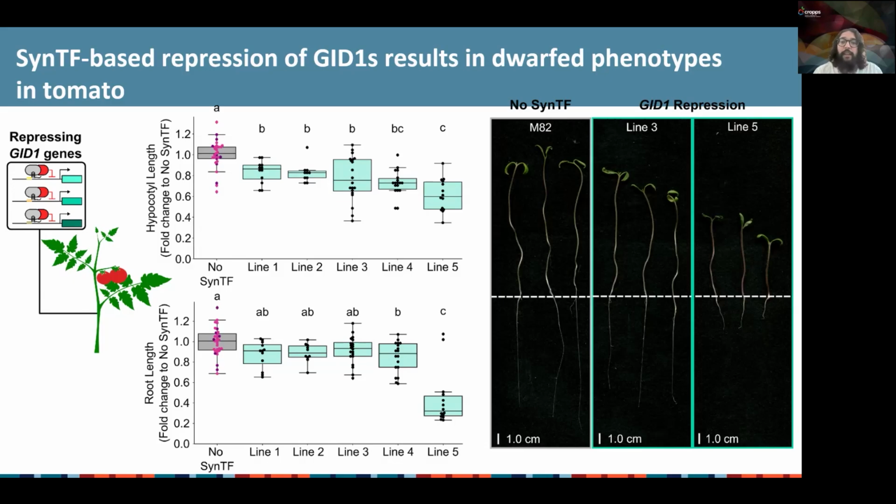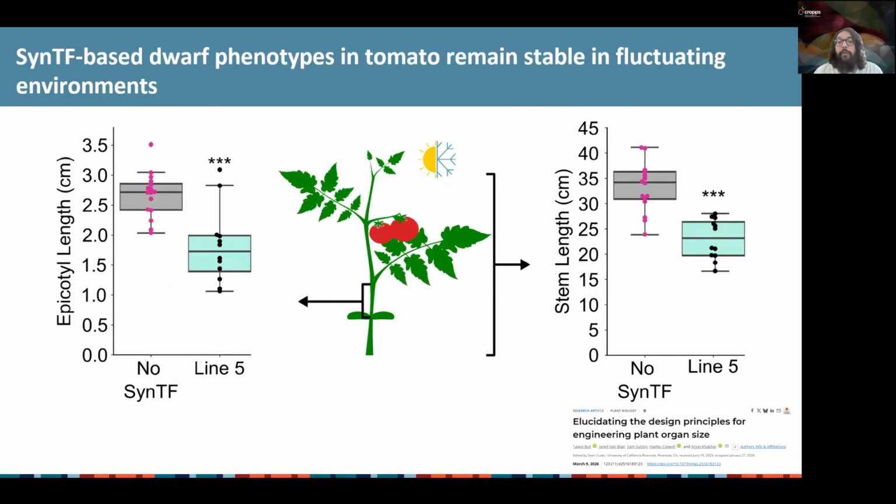So while it's exciting that GID1 seems to be a generalizable control node for organ size, all the work that I told you about so far has been in pretty controlled lab settings. Thus, it was important to test if these phenotypes stayed consistent in agriculturally relevant environments. So we used our line with the strongest phenotype and grew it in a greenhouse trial lacking both light and temperature control to test if this was the case. Excitingly, when we measured hypocotyl and epicotyl length, we see a consistent dwarf phenotype in fluctuating environments. This demonstrates that in modulating GID1 expression, we have a reliable way to engineer organ size in tomato.